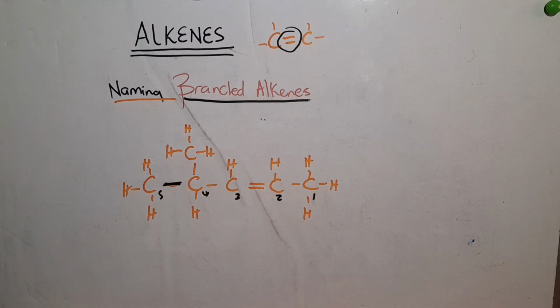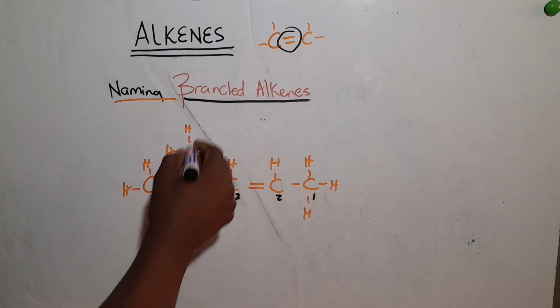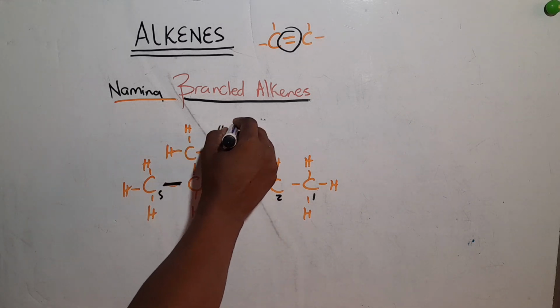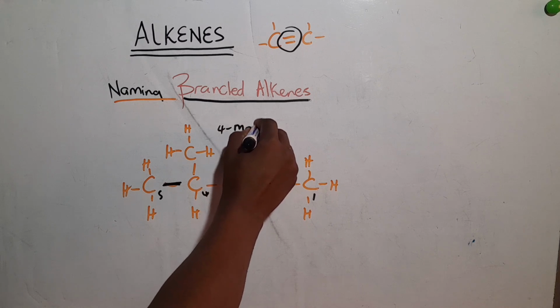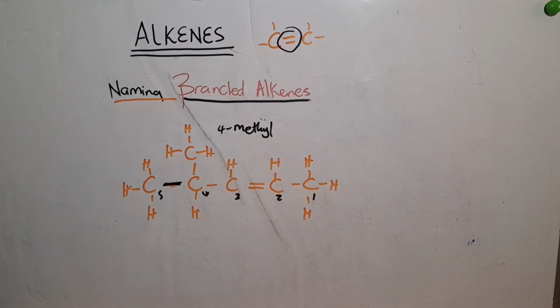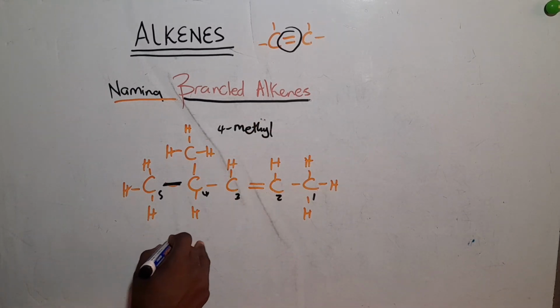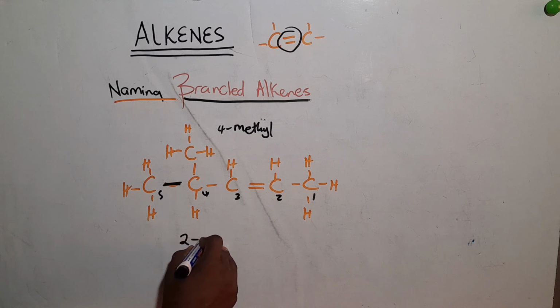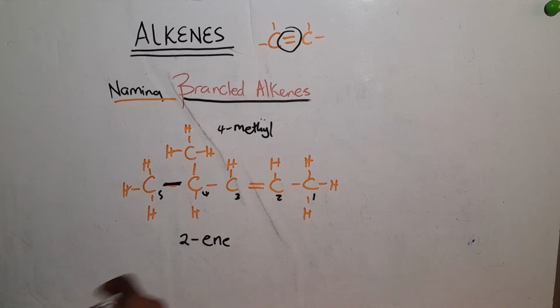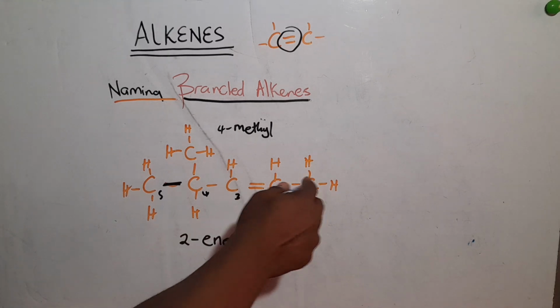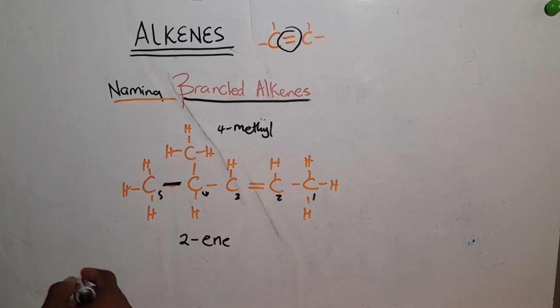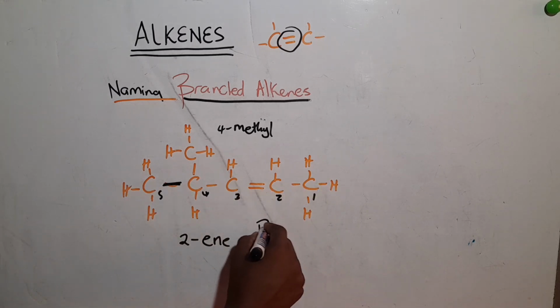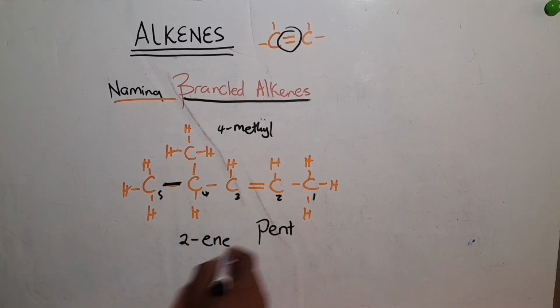right? So now, how do we name this now? So we start with the branch. So this branch comes on carbon number 4, which is a methyl branch, right? So 1 2, the double bond, so it's actually 2 as our suffix, right? And the parent name is 5 carbons, so it has to be pent, right? So now how do we put the whole name together?